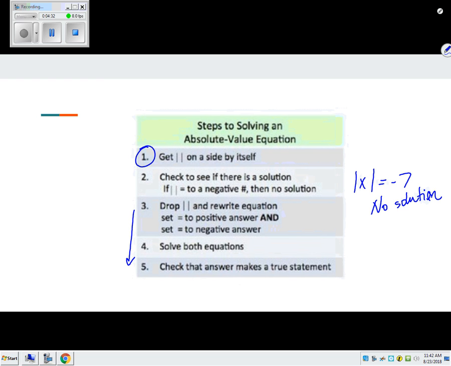You're not going to see a lot like that. You might see a couple, but otherwise, if I do get something like a +7, that is going to have a solution. What I want to do is get rid of the absolute value signs and set it equal to the positive answer and set it equal to the negative answer. I will then have 2 equations to solve. And then in step 5, I can go back and check my answer.